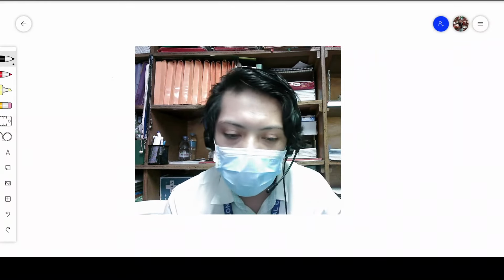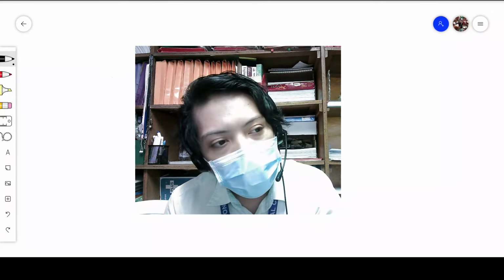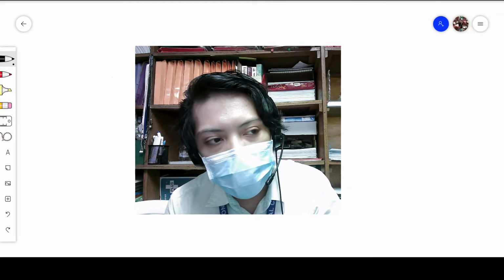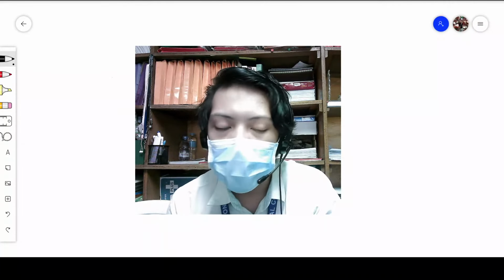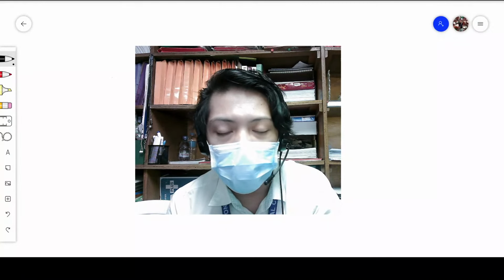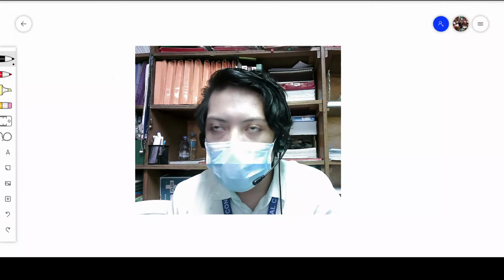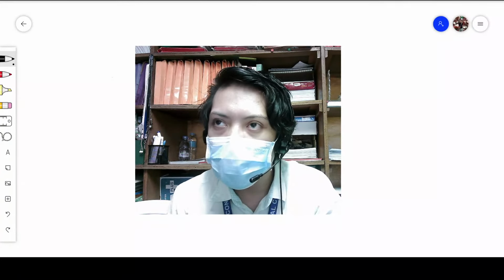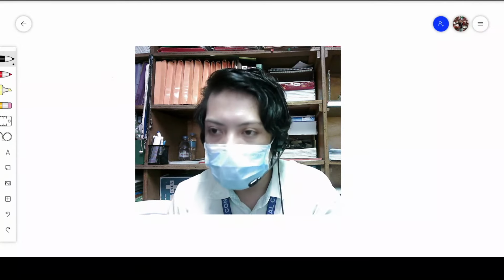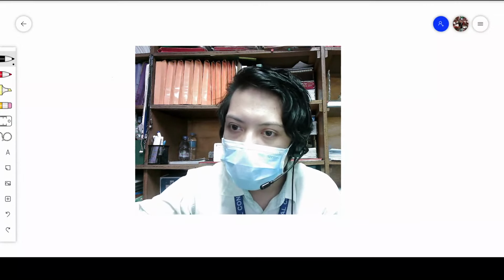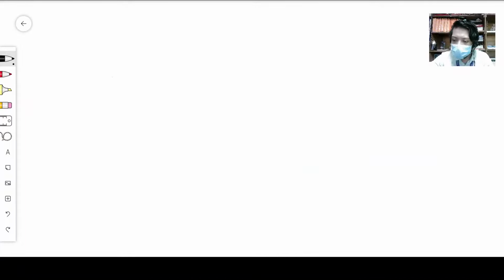So without further ado, what I'm going to do is demonstrate how to find the limits of a function as a certain variable approaches a certain number. Then as we go on, we will try to understand and define what a limit is. I have here nine examples to demonstrate.